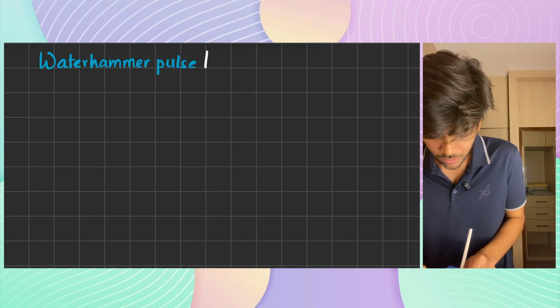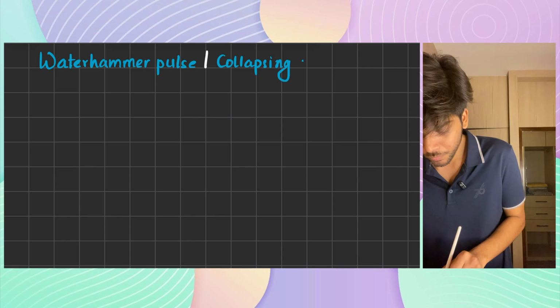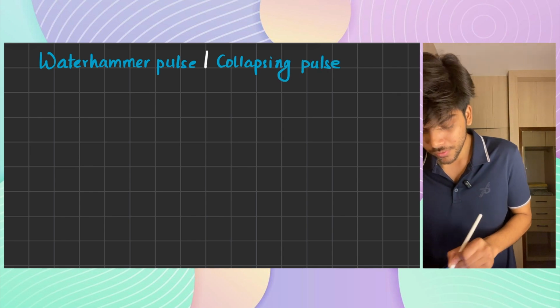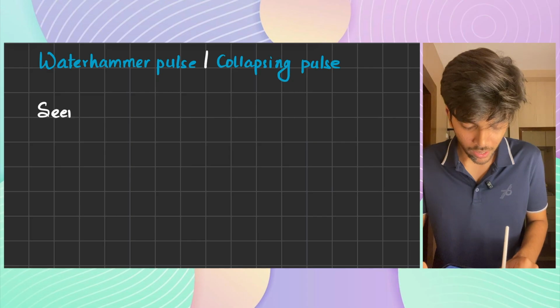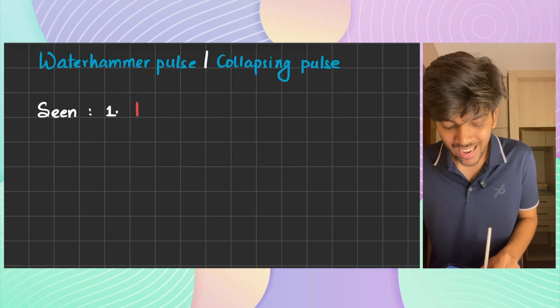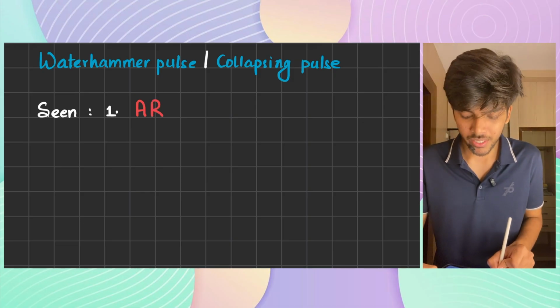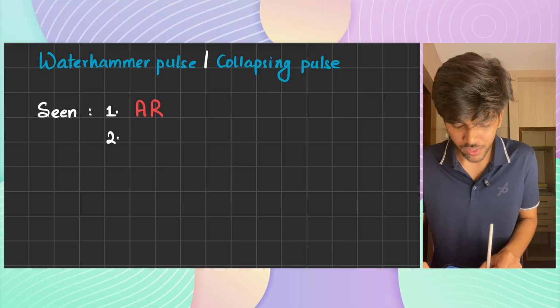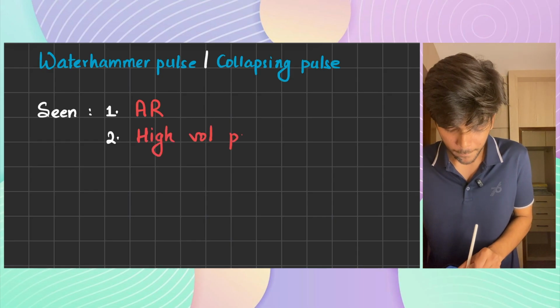collapsing pulse. First thing first, where do you get to see water hammer pulse? So you can appreciate water hammer pulse in patients with aortic incompetency or aortic regurgitation. Number 2, in patients with high volume pulse.